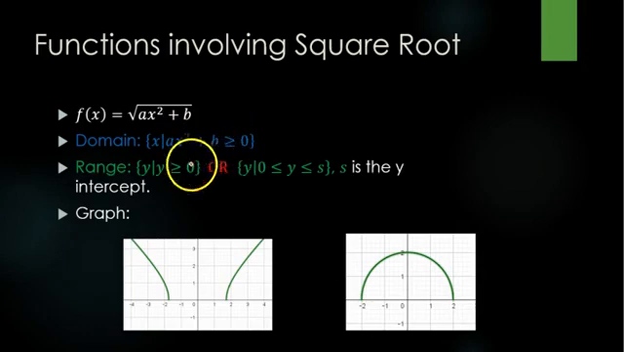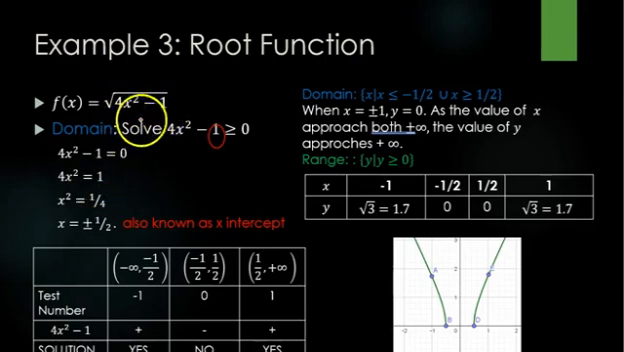Now, there will be two possible values of range. This will be dependent on the domain. So we can either have half of a hyperbola or half of a circle, okay? So this is an example of a quadratic radicand.